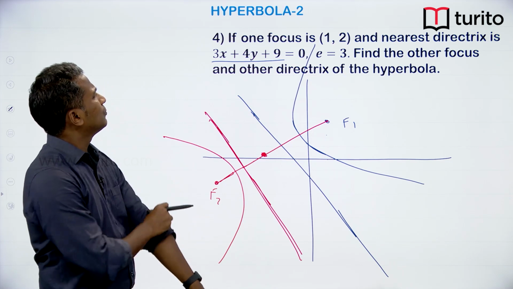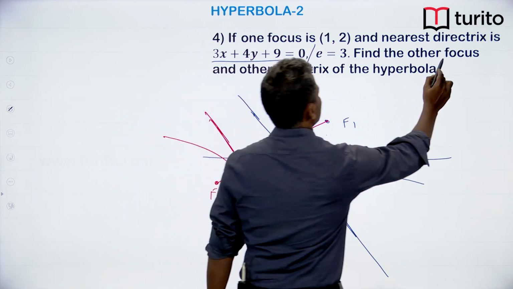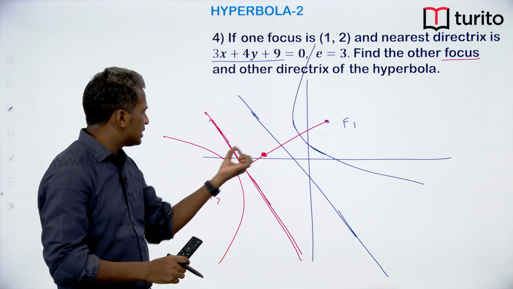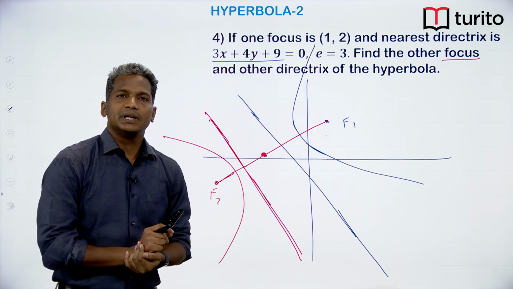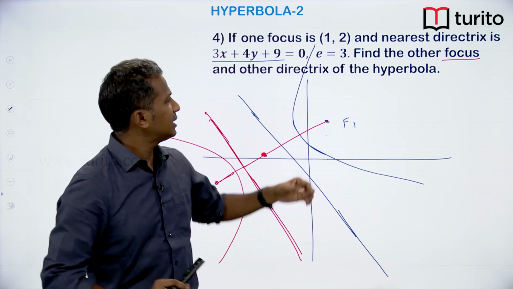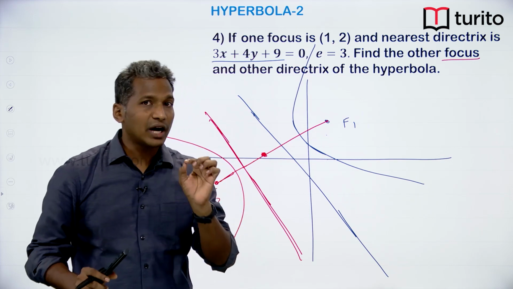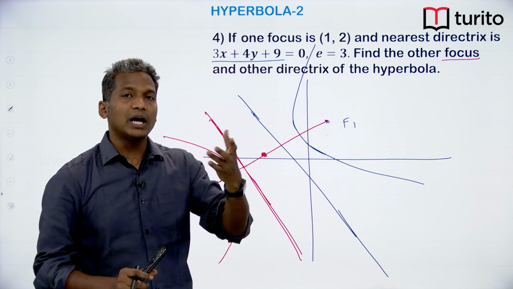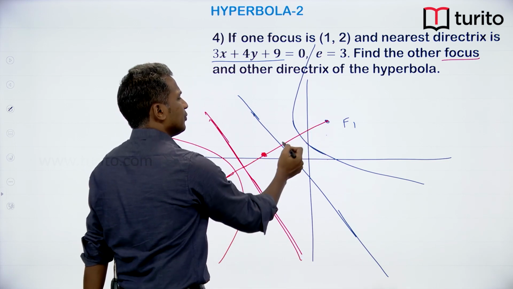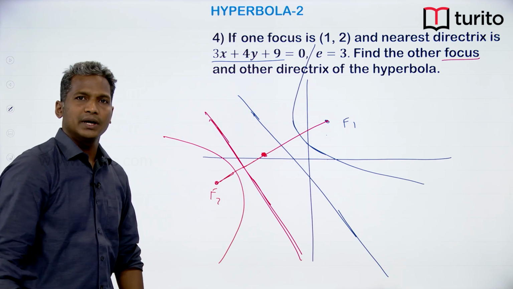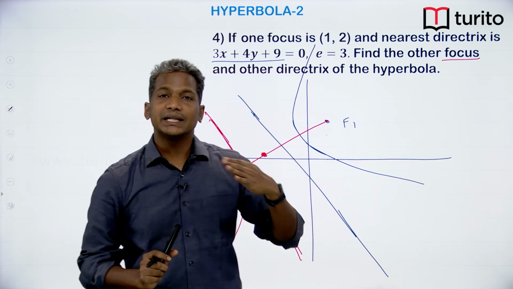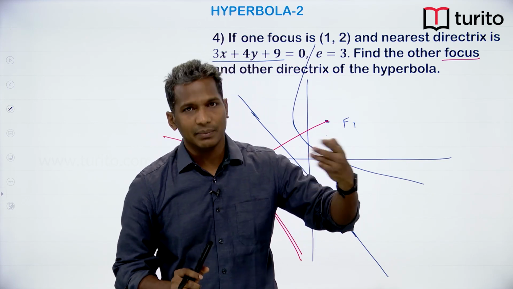Now, first thing, what is asked? The focus is asked. So to get the focus, let us try to get the distance between both foci. The distance between both foci is 2ae. For that e is already given, so we need the value of a. To get the value of a, we try to take the distance between the focus and this directrix. We know that the focus and directrix are at a distance ae minus a by e.